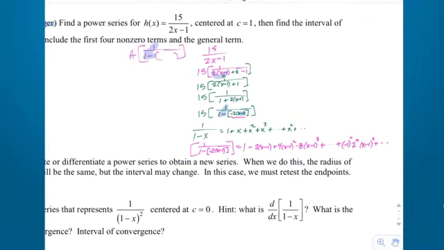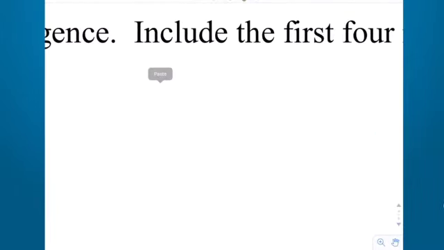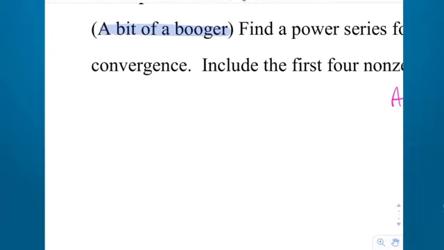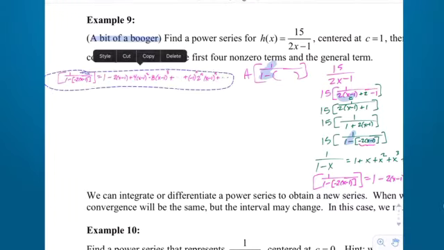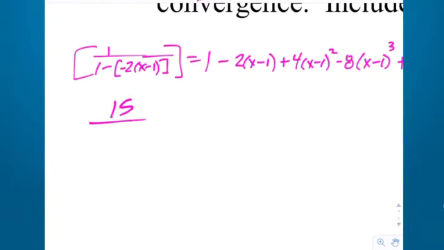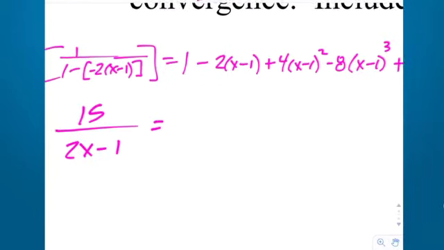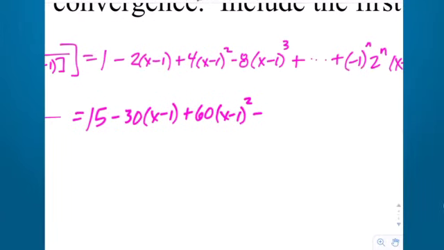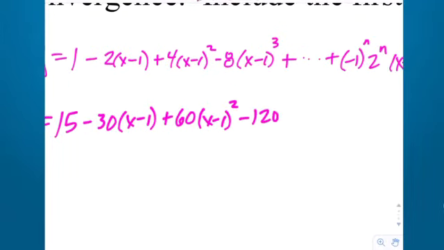Now I will go ahead and multiply everything through by 15. So let me bring that over here where I have some room. All right, so now, Peter, I'm going to multiply by 15 on both sides, and I'll go ahead and call this side now 15 over 2x minus 1. And everything gets multiplied by 15. We have to distribute it to each term. So I'll get 15 minus 30 times x minus 1 plus 60 times x minus 1 squared minus 120 times x minus 1 cubed plus dot, dot, dot.